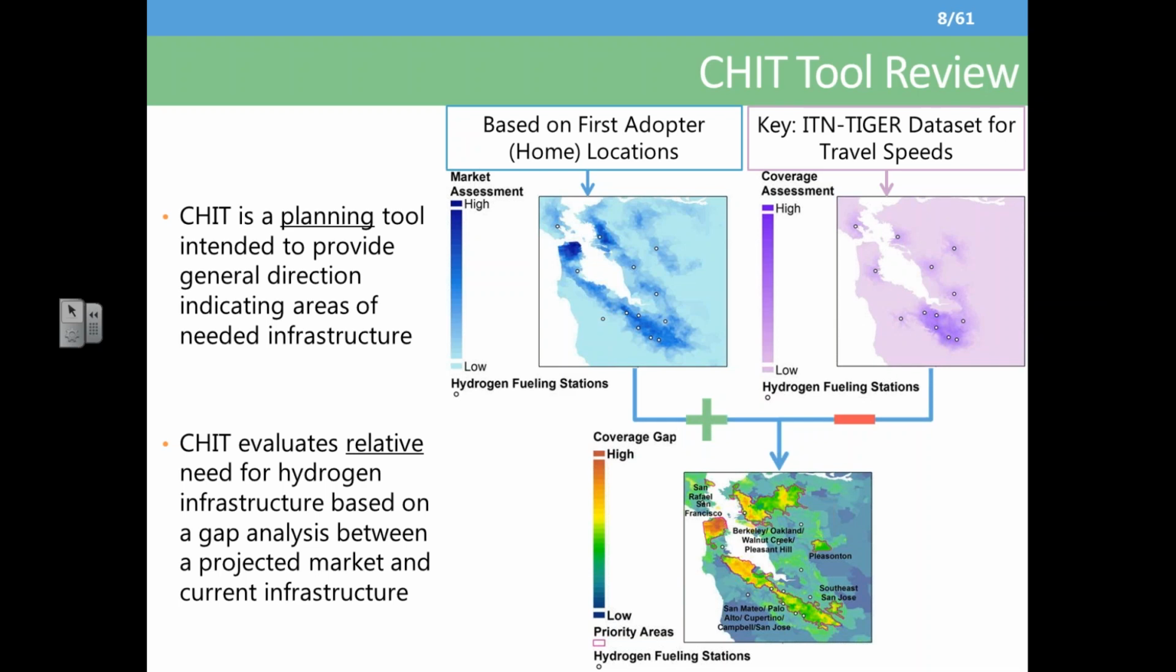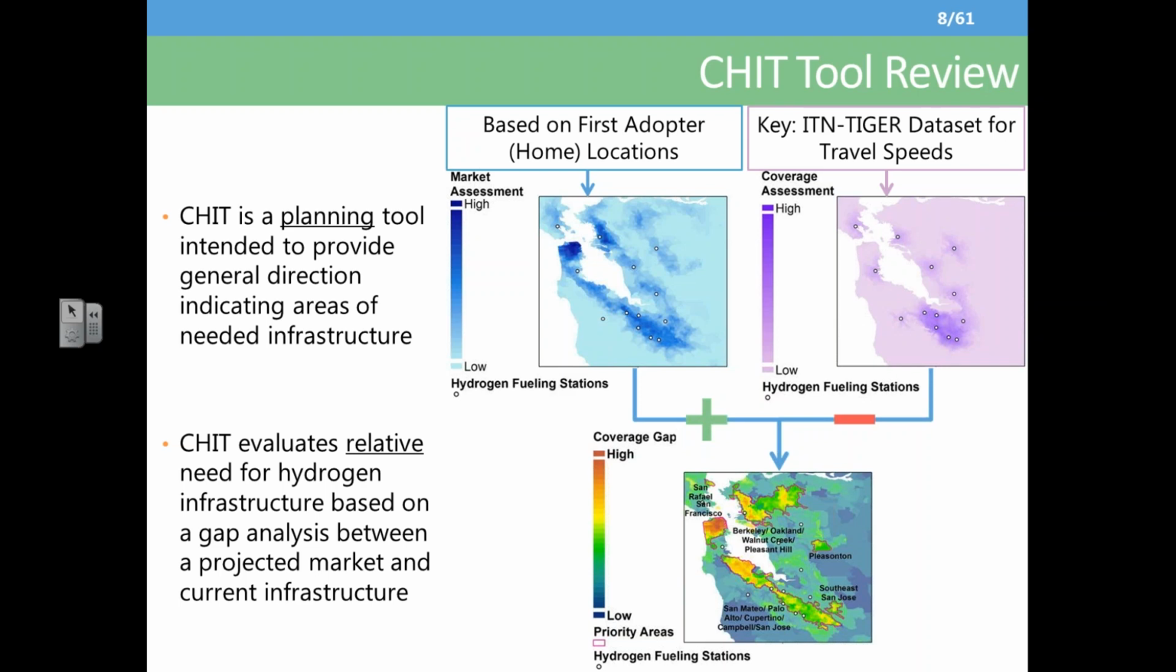So you can see that in San Francisco, as of the time of this evaluation, there was a high concentration of likely early adopters, but no hydrogen station coverage, no fueling coverage. And so San Francisco has the greatest disparity actually across the state in those two factors. And so that's where we get to the conclusion that San Francisco is actually where we needed the most hydrogen stations. That was the area that needed the most coverage.